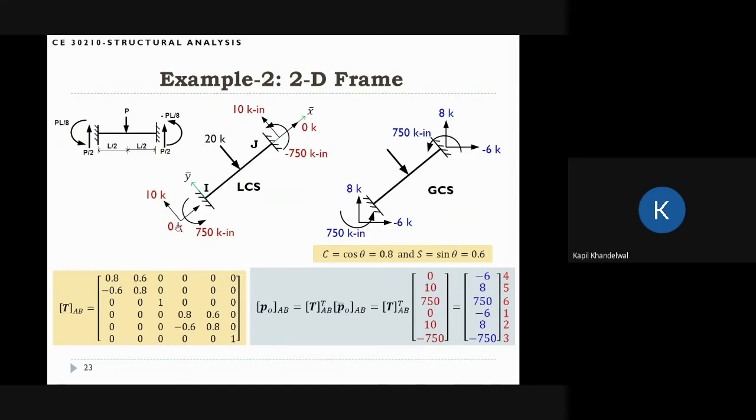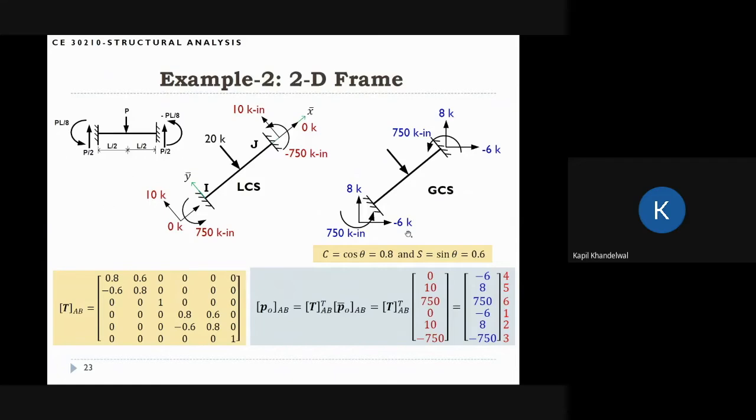The X direction force is actually the axial, so there is no axial force. This is 0. You can think that the Pxi component is 0, and similarly the Pxj component is 0. There is no axial force. The shear at the I node is actually 10, which is just 20 divided by 2, and the moment is 750. Similarly, the shear here is 10 and the moment is minus 750. So in the local coordinate system, we can directly use these numbers, okay?